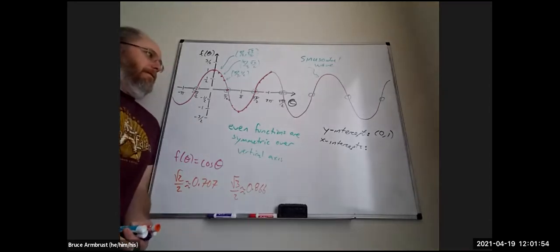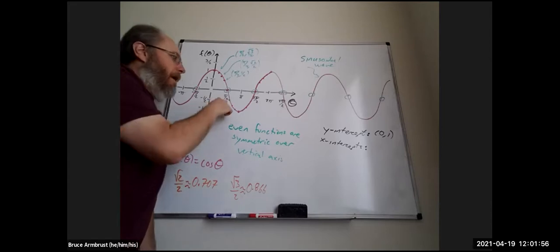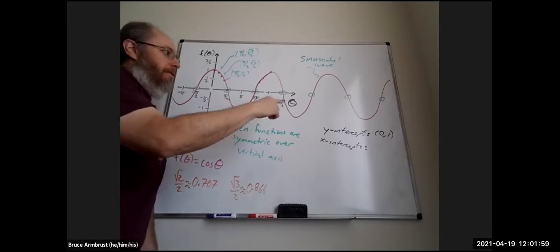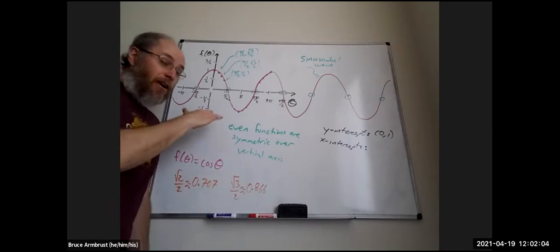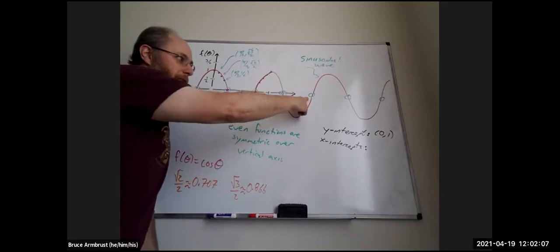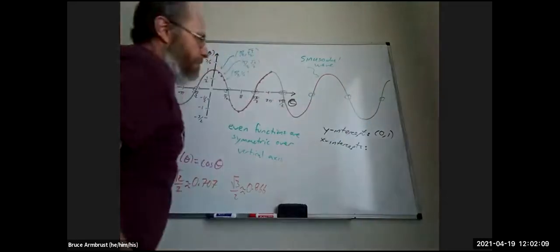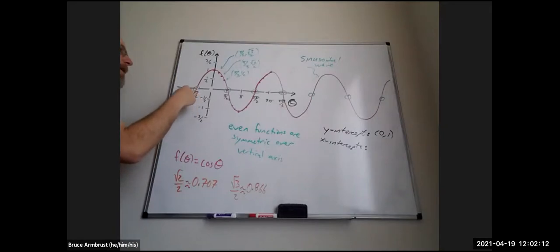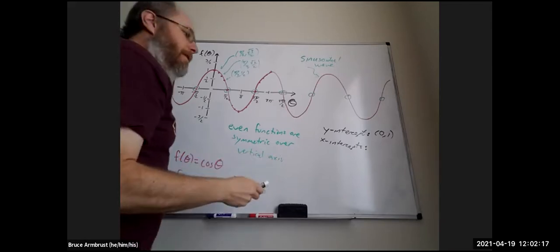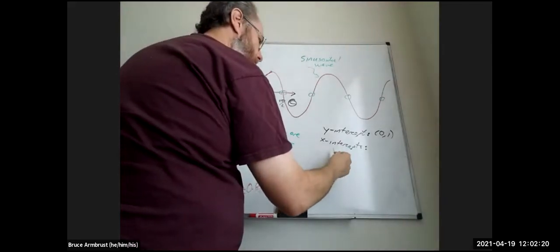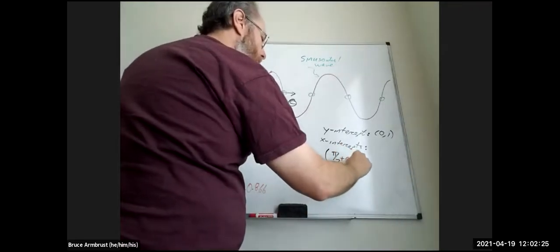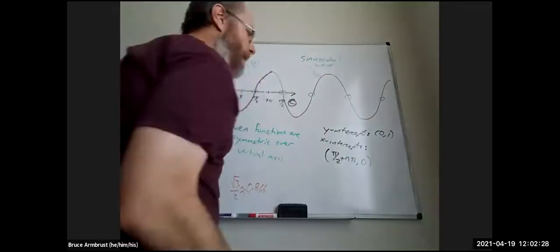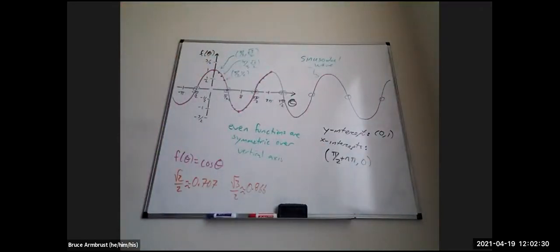follow a pattern. I mean, look at the numbers: pi over 2, 3 pi over 2, 5 pi over 2. The next one in that pattern, odds on top, would be 7 pi over 2, then 9 pi over 2, 11 pi over 2. Same thing in the other direction, minus pi over 2, minus 3 pi over 2, minus 5 pi over 2, and so on. So the way that we're going to write this is we're going to write it as (pi over 2 plus n pi, 0).